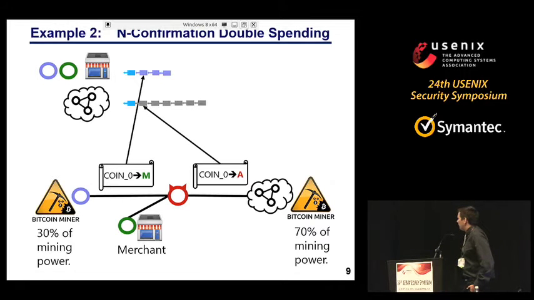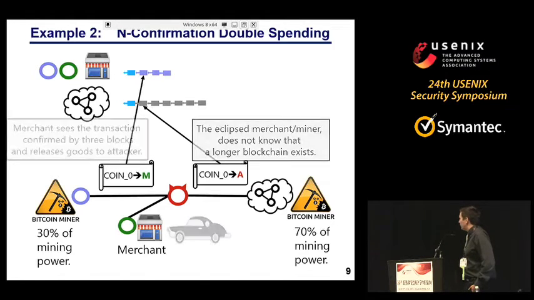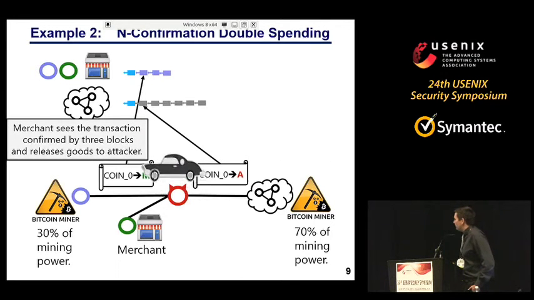And the same thing happens with the rest of the network. The rest of the network sees the transaction, includes it, and starts building blocks. But neither side knows that the other blockchain exists. So the merchant has no idea that the transaction's been double spent due to the partition, and the merchant has no idea that there is an existing longer blockchain. So the merchant releases its goods to the attacker.